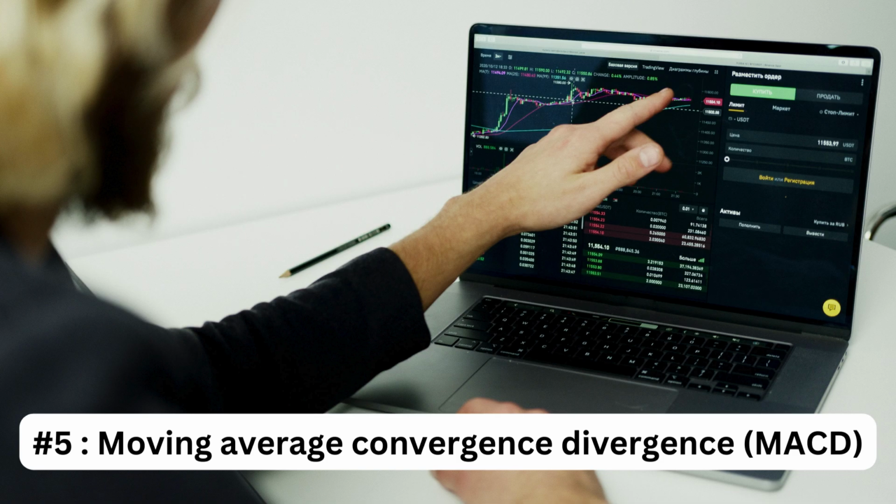The indicator is composed of 2 lines, the MACD line and a signal line, which moves slower. When MACD crosses below the signal line, it indicates that the price is falling. When the MACD line crosses above the signal line, the price is rising.